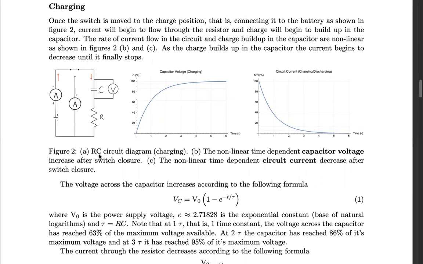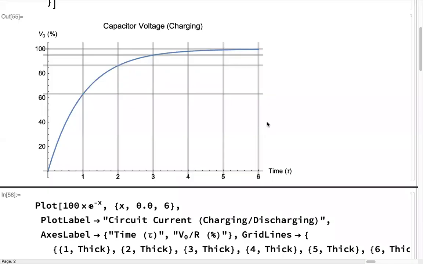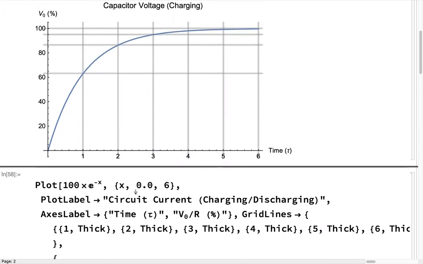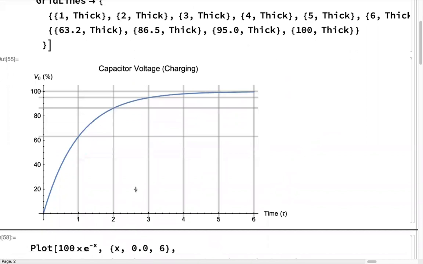Here's the Mathematica. There, I think this should be a little clearer. There's the 63%. Here's the 86, 86.5%, as you can see here in the Mathematica. 95 here, and of course we get to 100. We're not quite at 100 at 6 tau, but we're getting close.